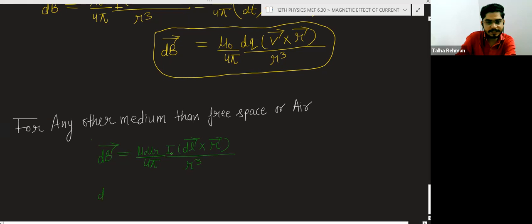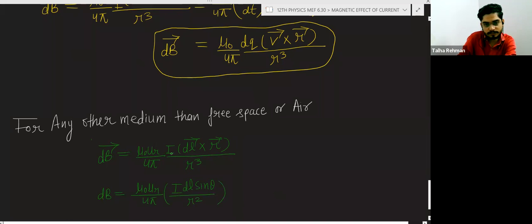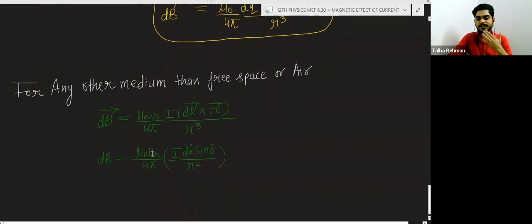Or in a scalar form, if you want to write, then you can write like this: mu naught mu r divided by 4 pi, I dl sine theta by r square. So this is a vector form and this is a scalar form, and this is valid. This is used when there is any other medium other than air or free space.